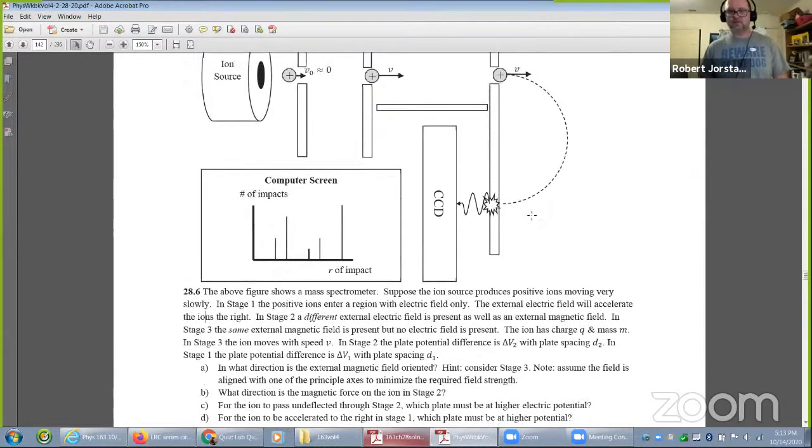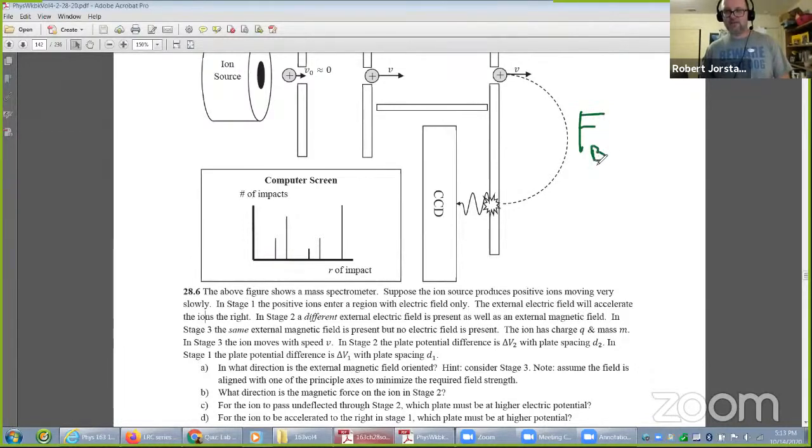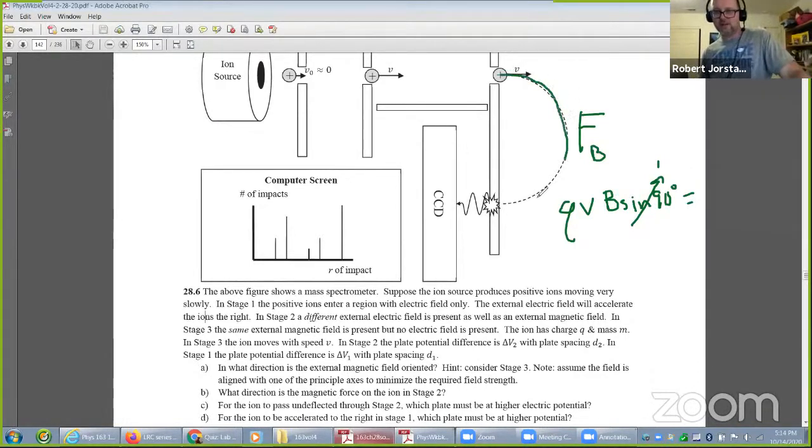Here's the real point. If we work out all of this stuff, let's do the magnetic force here. Let's look at the force equation and do one part of this together. Force B is Q, V, B, sine theta. In this case, let's assume sine theta is 90, because of the cross product, so the sine goes to 1. Now, what should that equal? If there's only one force over here, gravity is negligible on these little ions.